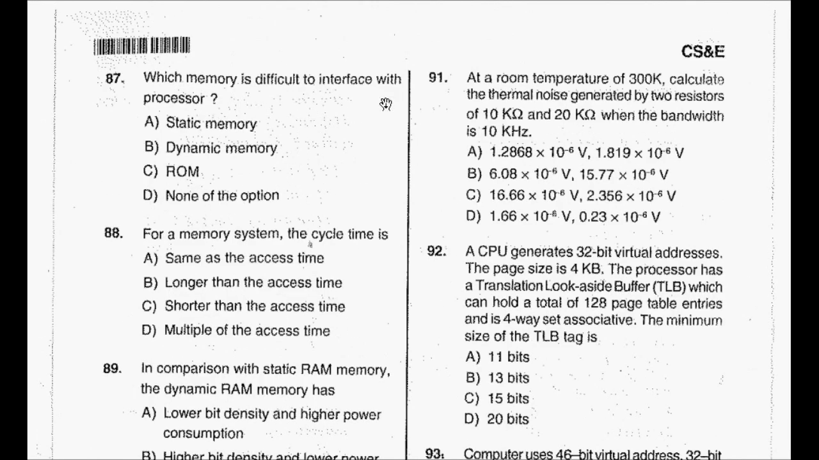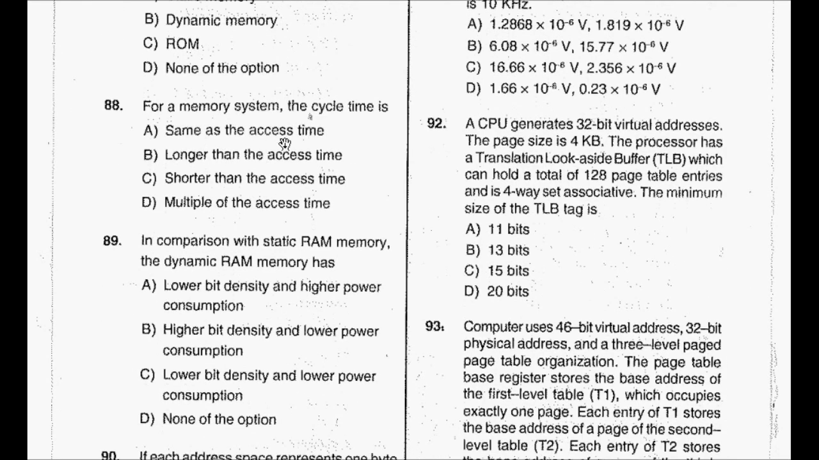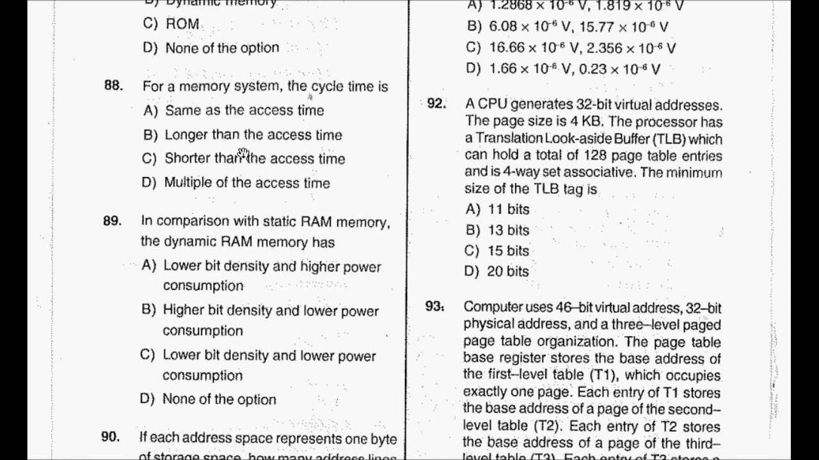Next is, which memory is difficult to interface with the processor? Obviously the answer will be any memory which is refreshing at a very fast rate, and it becomes difficult to synchronize with the processor's cycle and with that refreshing rate. So that's the dynamic memory, so it becomes difficult to interface with the dynamic memory. Okay, next is, for a memory cycle, the cycle time obviously depends upon the access time, but apart from it there is some time delay if the IO is busy and some latency and all. So ideally it can be equal to access time, but obviously it is not, so it is a little bit longer than the access time.